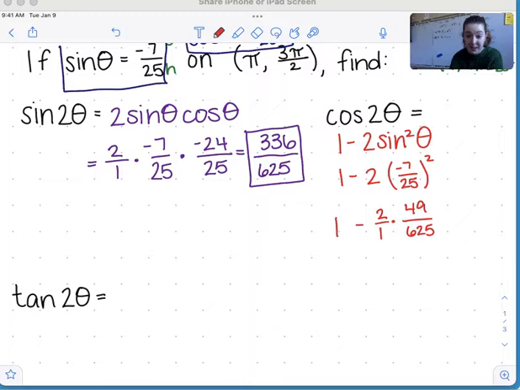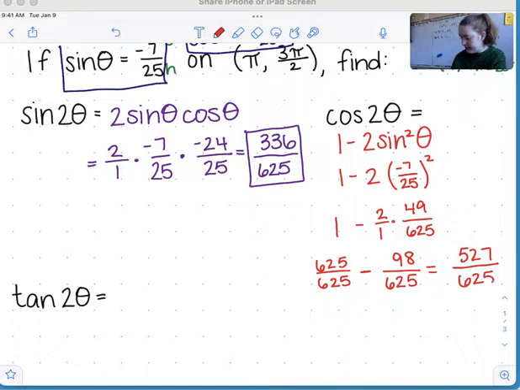Okay, so then we'll multiply those together. 2 times 49 is 98 over 1 times 625 is 625. Now I have 1 minus that over here, right? I'm going to rewrite that with common denominators. So I'm going to write 1 as 625 over 625. So 625 minus 98 is going to give me 527 over that common denominator of 625. So there is my cosine double angle identity.